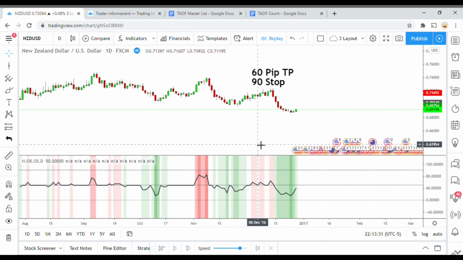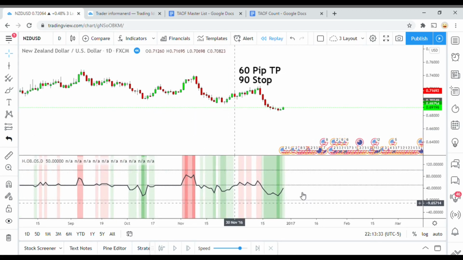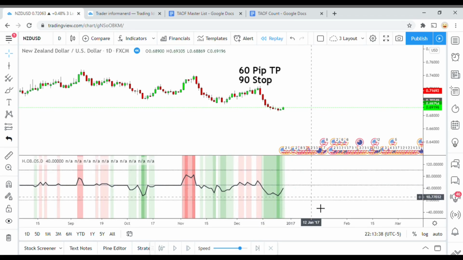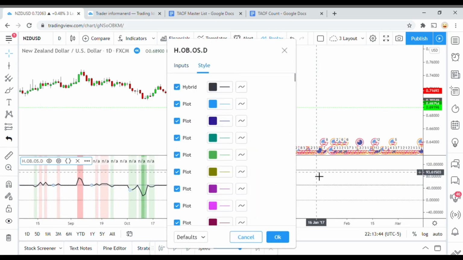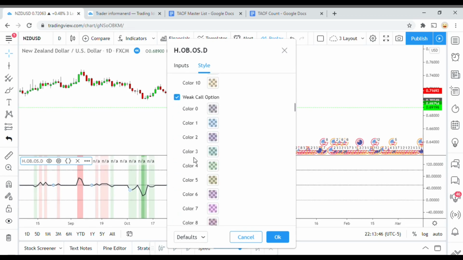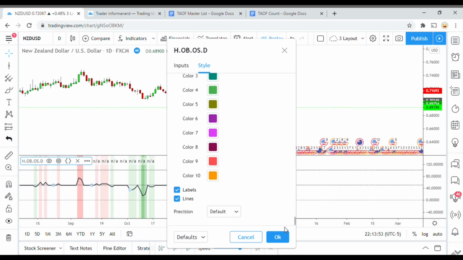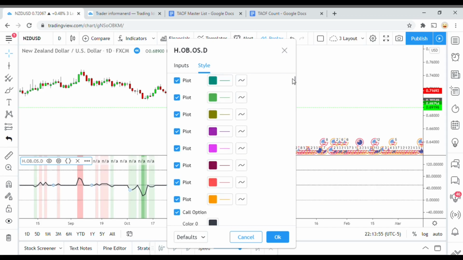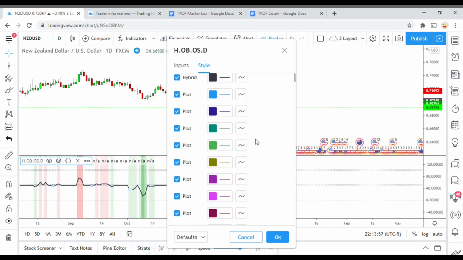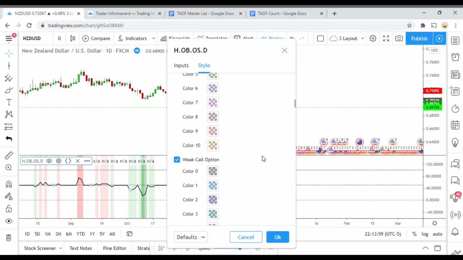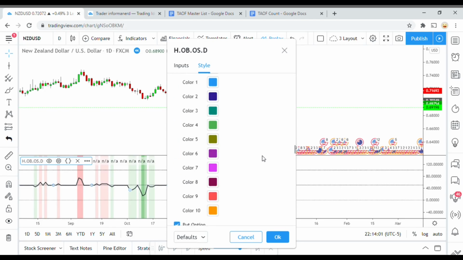So we have the center line running right down the middle, which is the dotted line. Let me go in here. There are a lot of different colors that go into this. Let me see if I can find it.